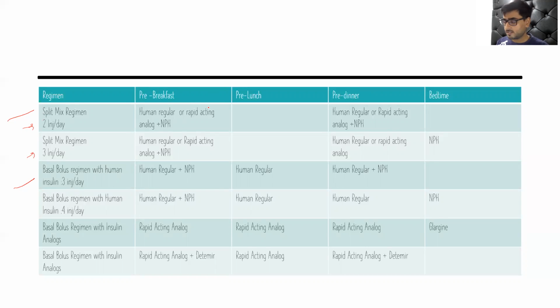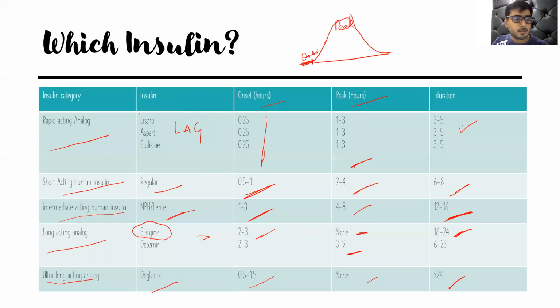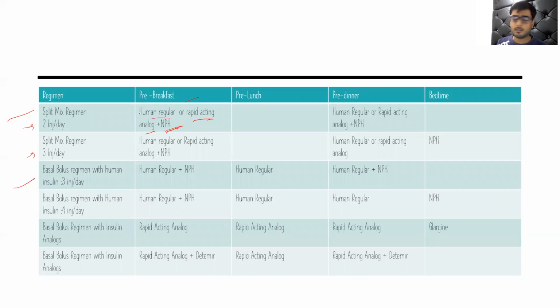That is 2 injections per day and 3 injections per day. If we see here, in the pre-breakfast, we are taking either a human regular insulin or a rapid acting analog, that is lispro, aspart or glulisine, and one NPH. NPH is intermediate acting. So we are taking either a short acting, that is regular insulin, or a rapid acting insulin, and an intermediate acting, which is NPH.